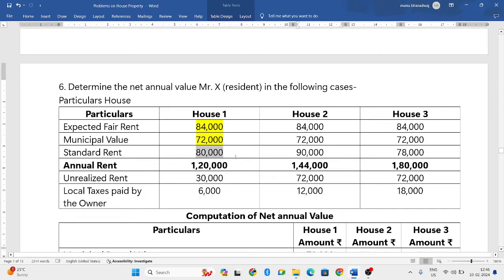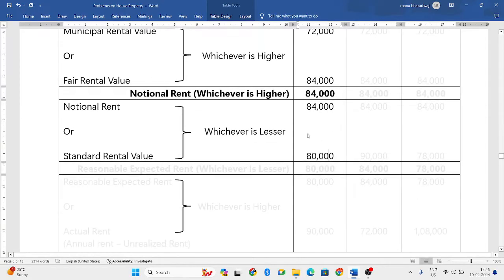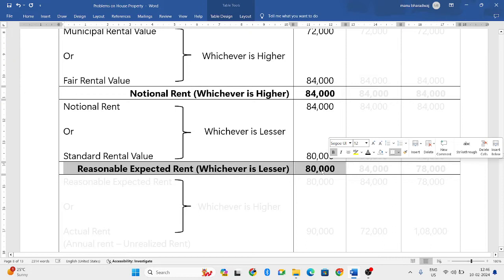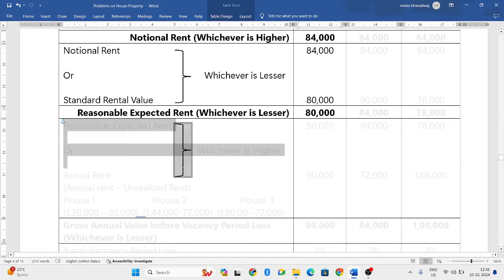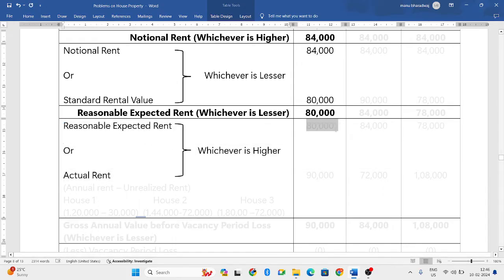In question they have given standard rent is 80,000 for house 1. So standard rent is 80,000. We will compare 84,000 and 80,000. Out of two, whichever is lesser. So 80,000 is lesser. That will be considered as reasonable expected rent. So 80,000 is our reasonable expected rent. Now this reasonable expected rent will be compared with actual rent.